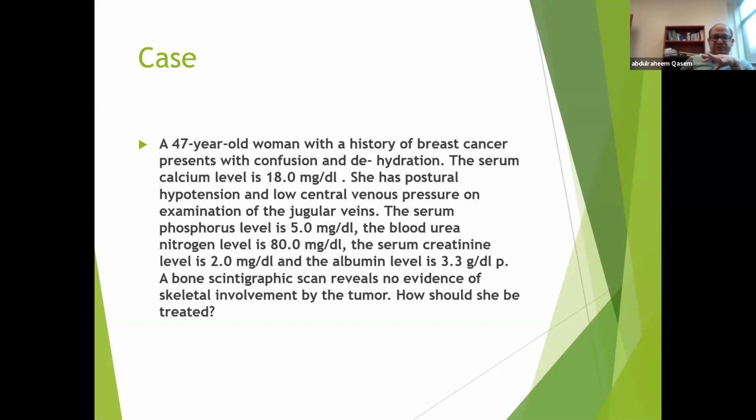Hypercalcemia, basically, I will try just to focus on the main things and go over those. So in this case, for example, a 47-year-old woman with a history of breast cancer came with confusion and dehydration. You check serum calcium, it's 18, so it's elevated. Clinical examination showed hypovolemia, dehydration, phosphorus is 5, creatinine is 2, albumin is 3.3. This is a case of breast cancer.